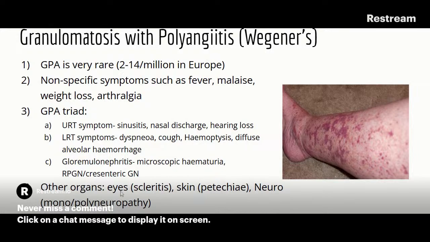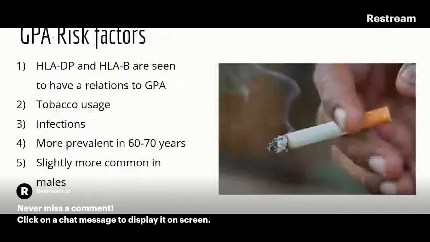You can, in reality, have other parts of the body affected. You can have your eyes be affected with scleritis. You can have petechiae on the skin, as you can see here. You can have neurological involvement, such as a mono- or a polyneuropathy, right, depending on what extent it's involving.